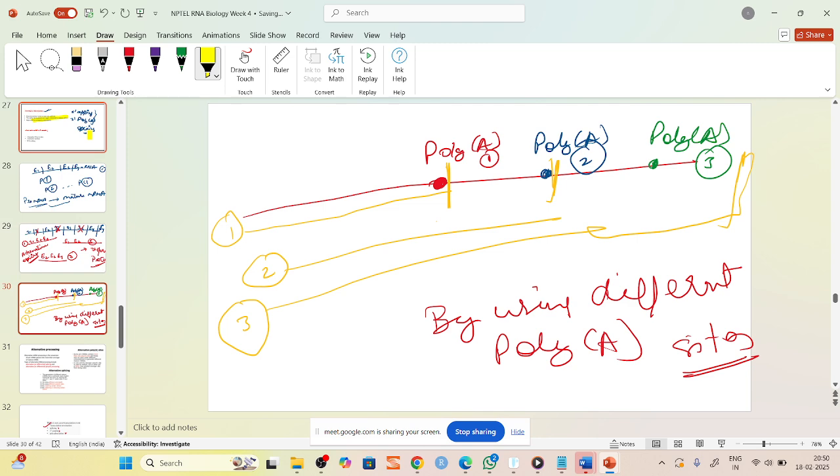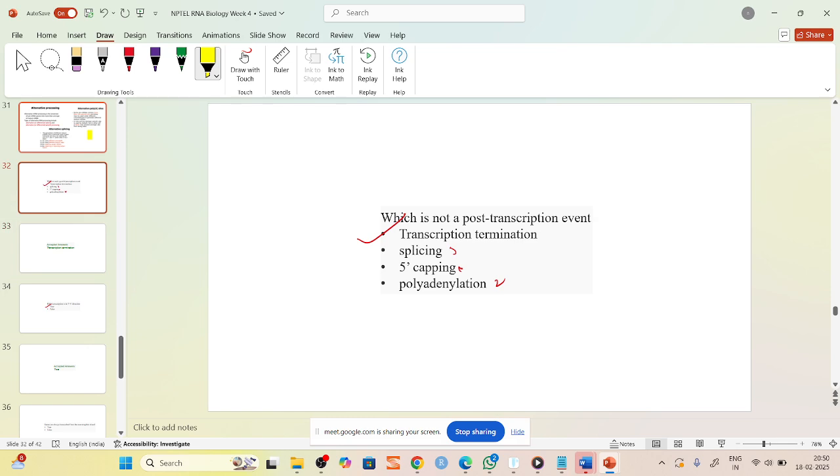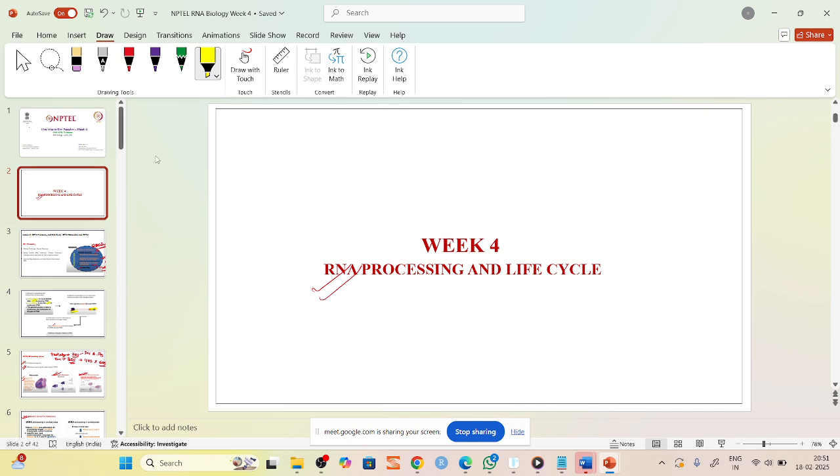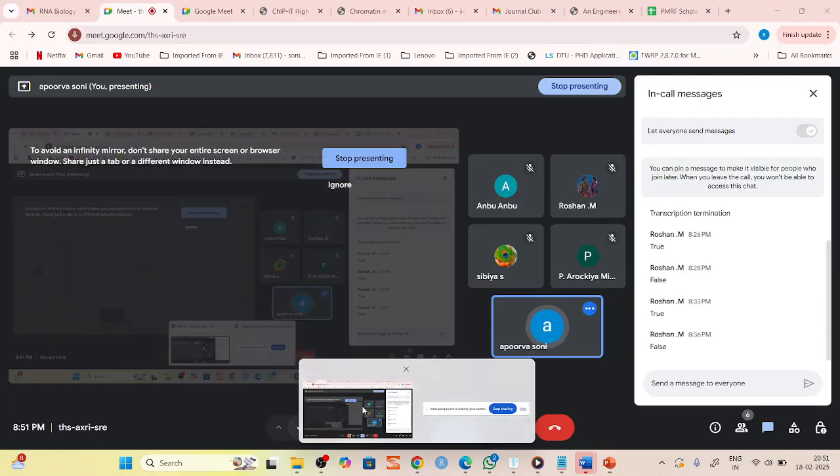And then I talked about the poly A tail, that the primary transcript can have more than one poly A signal site. So depending upon which site has been used, the length of the mature mRNA would be different. Since the length would be different, the sequence would also be short or long, and therefore different kinds of mature mRNA would be synthesized. Then we dealt with some questions. So lecture 4 was about RNA processing and life cycle. So this is what we have covered.